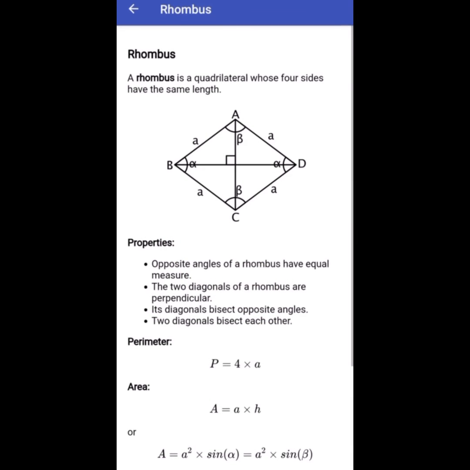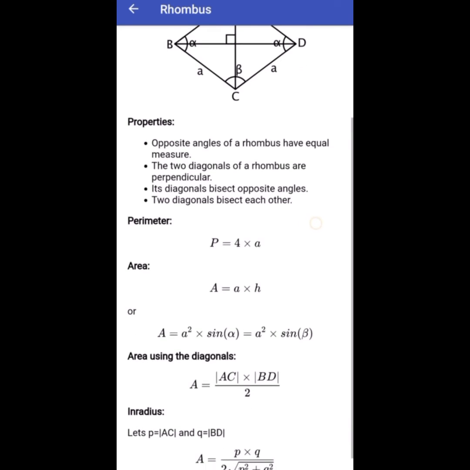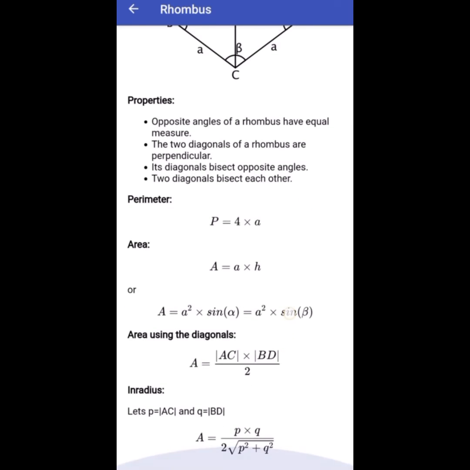Now, the rhombus. A rhombus is a quadrilateral whose 4 sides are equal. It has its properties, perimeter, and area using the diagonals or the inradius. That is the rhombus.